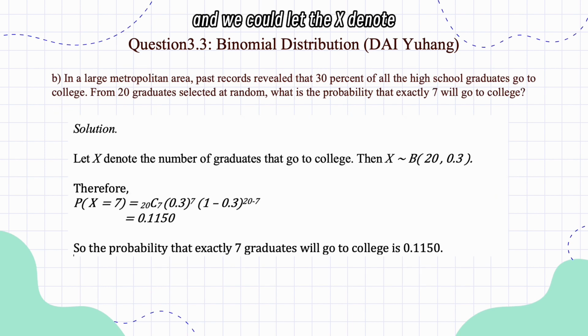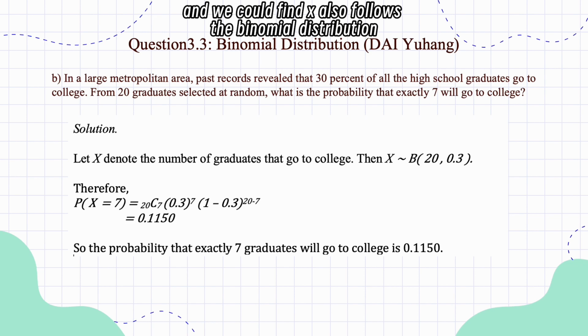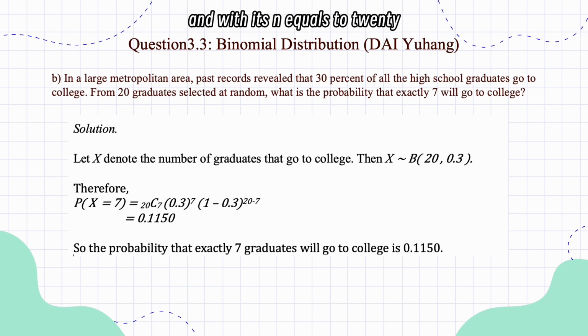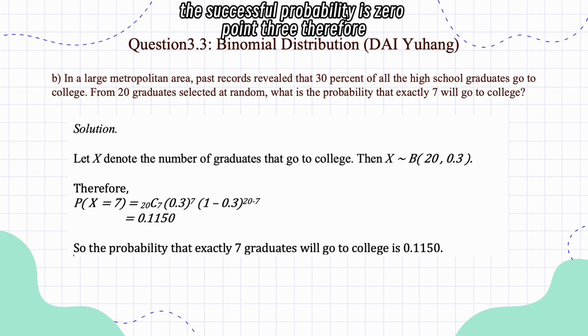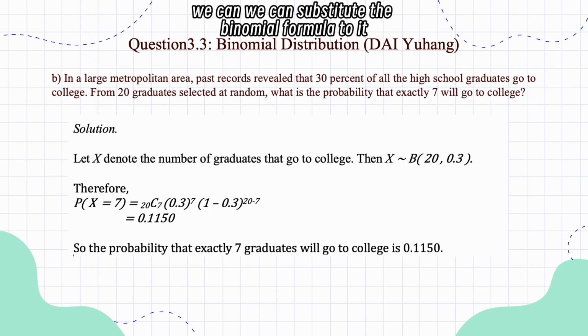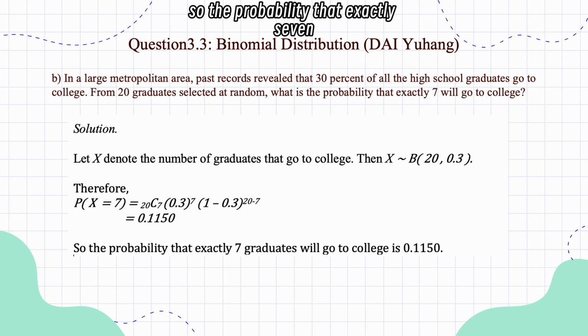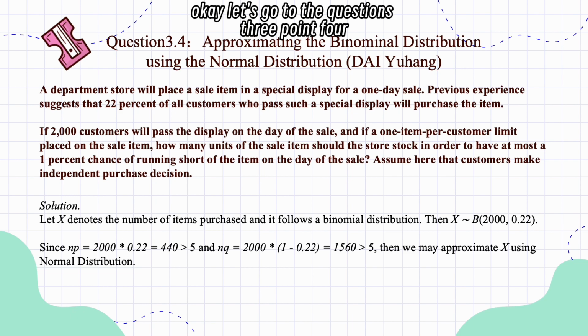Let's turn to question B. Let X denote the number of graduates that go to college. X also follows the binomial distribution, with n equals 20 and the success probability 0.3. Therefore, the probability of X equals 7 is, substituting into the binomial formula, 0.1150. So the probability that exactly 7 graduates will go to college is 0.1150.